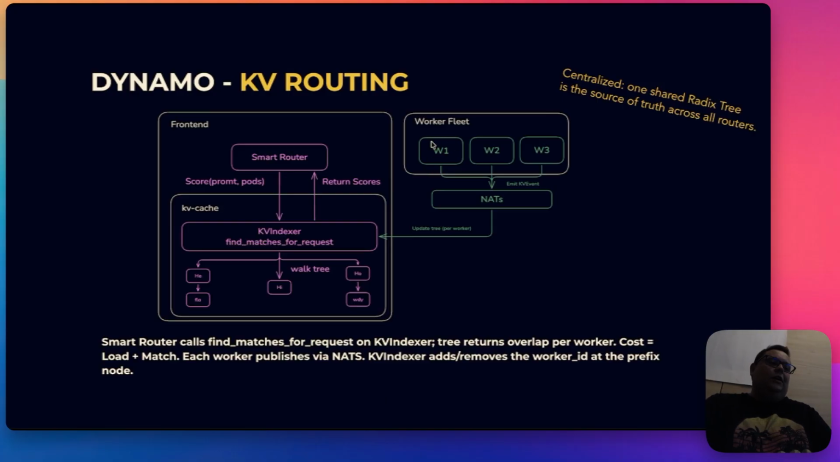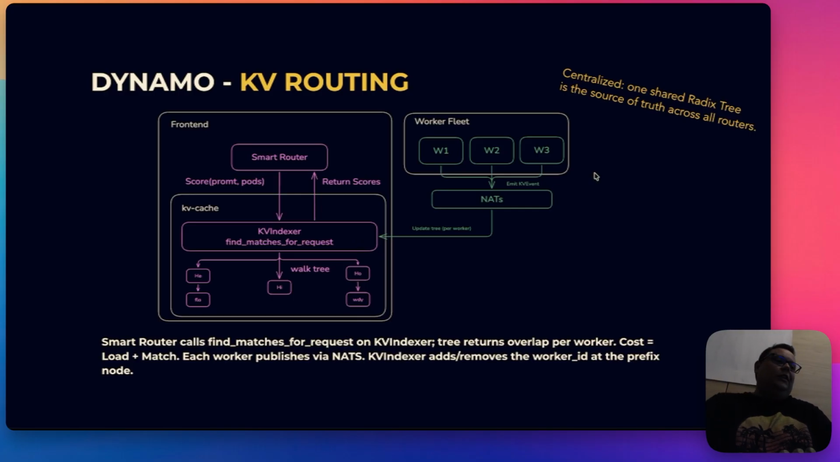And why it's a worker, Dynamo has different, what's called engines available: vLLM, SGLang, and TensorRT, so they can run multiple different model engines in Dynamo. And for that reason, in Dynamo, they need to take care that all the workers here are emitting KV events, right? They're doing it via NATS here, and they're updating the tree here.